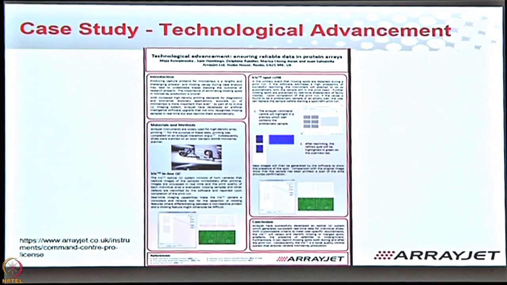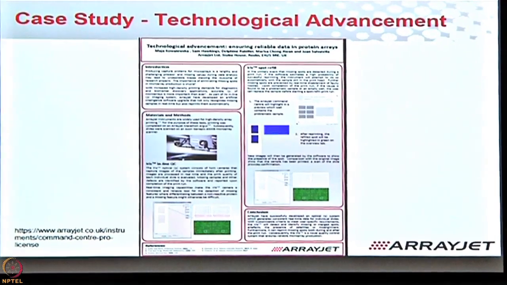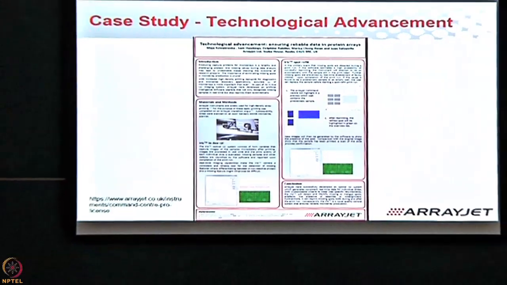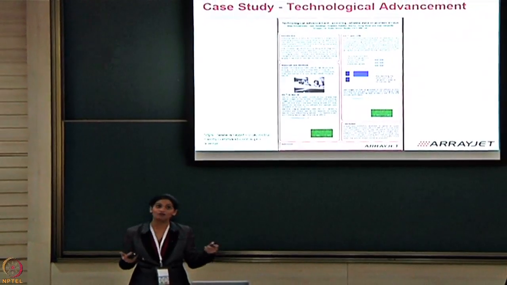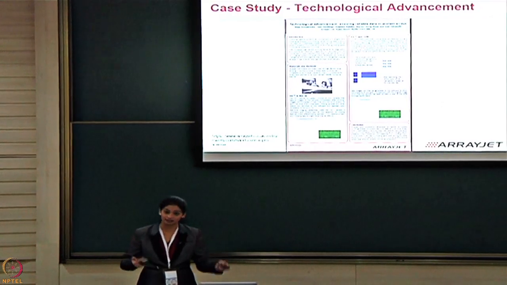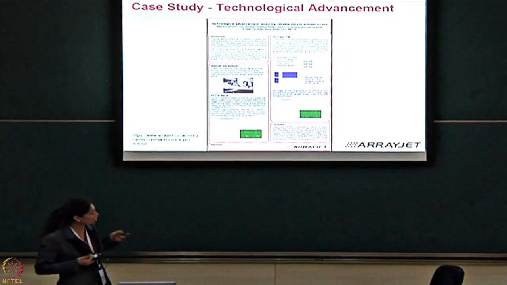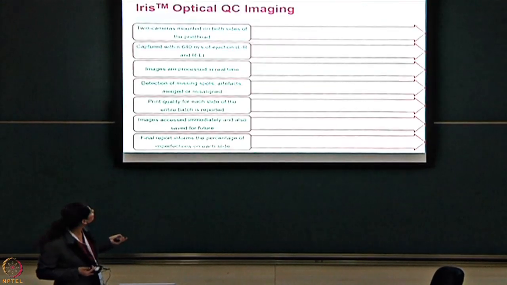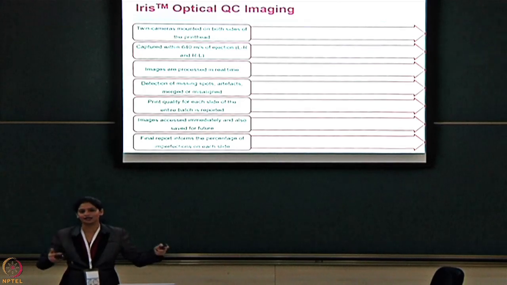It's a technological advancement, and no other proteomic solutions provider has a camera attached to the printer where the camera knows what sample, where, whether it's there, whether it's not there, whether it's missing. It'll tell you a full report, and that is completely automated. So what is this camera that I'm talking about? It's called the Iris camera.